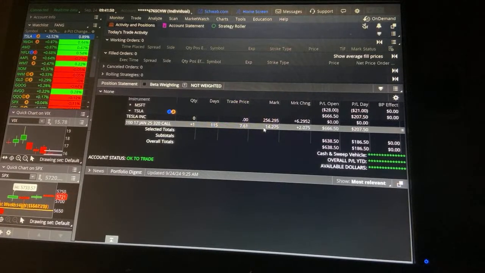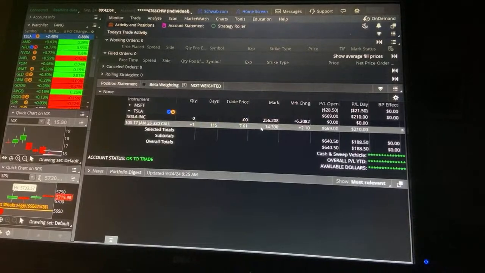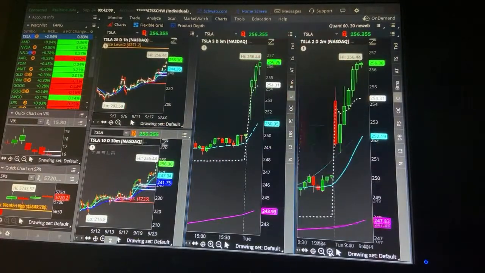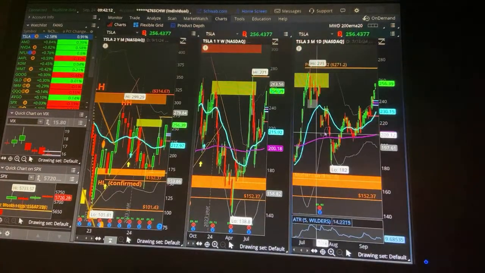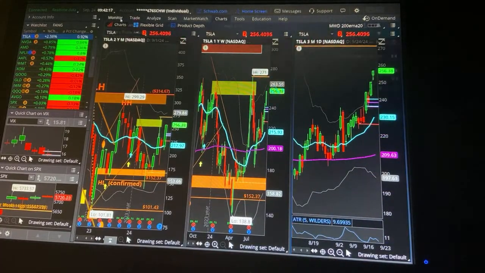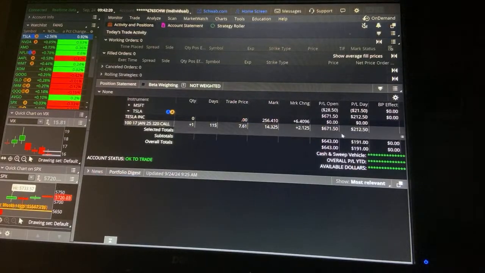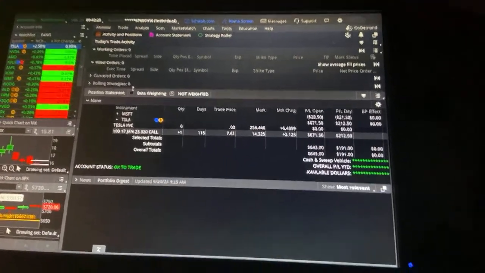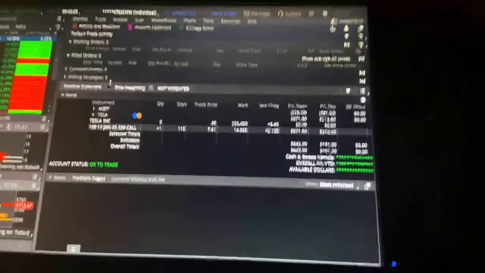Monster trade. Okay. All right, beautiful squeeze in Tesla. All right. Look, I'll even take profit in this account here too. Right, live account. No kind of BS here. And I just messed this up.